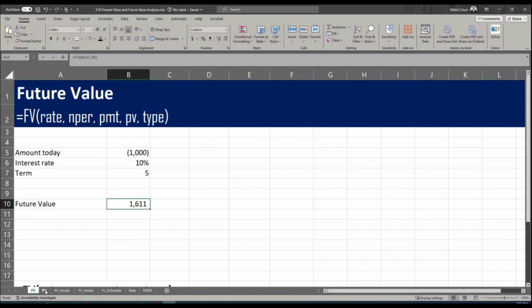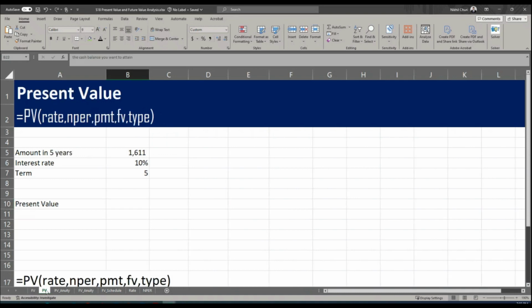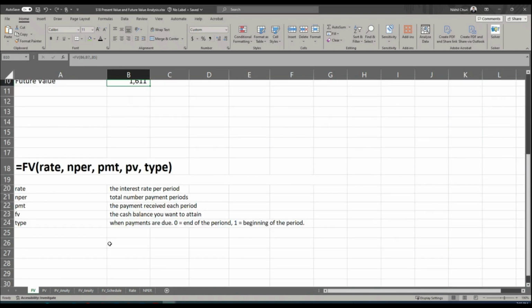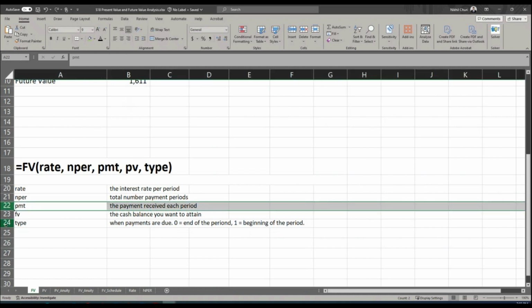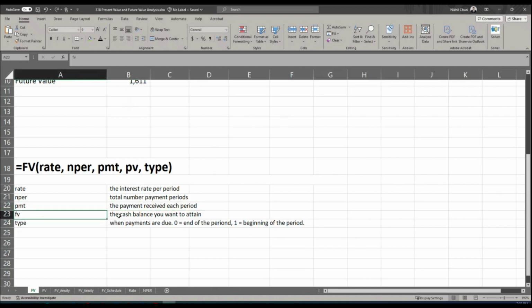Let's get to the next sheet over here. I'm clicking on this sheet, PV. Here are the short forms and explanations of what these terms are. Rate is the interest rate per period. NPER is the total number of payment periods. PMT is the payment made each period, which we are ignoring for this; it will be used in future. For solving problems like these, you don't need PMT and type. And the fourth is FV, your future value.